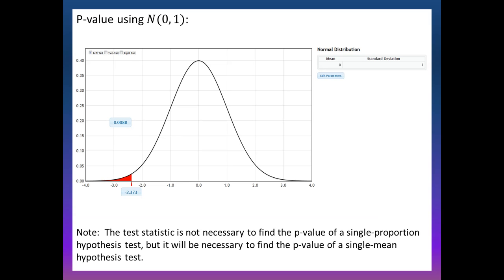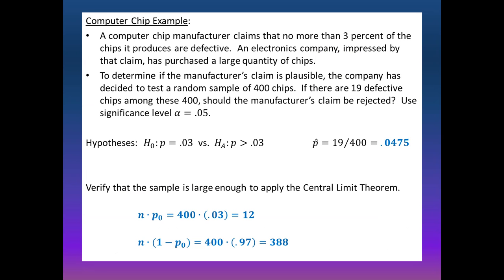With a single mean, you have to use the test statistic. In this example, a computer chip manufacturer claims that no more than 3% of the chips it produces are defective. We have a sample of chips where we're looking for evidence against that claim. And evidence against that claim would be if the proportion of defective chips is too high, if it's higher than 0.03. So that's why our alternative hypothesis looks like that.